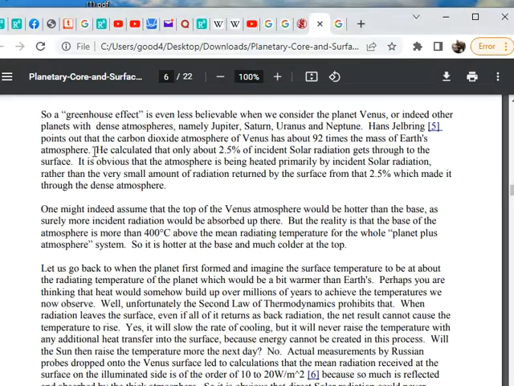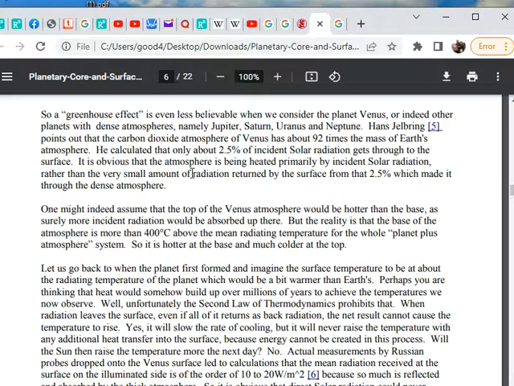Okay, and he's not calculating things in terms of a ratio. He calculated that 2.5% of incident solar radiation gets through to the surface. Okay, so 2.5% of incoming radiation compared to what amount of outgoing radiation? That's the key question. And the answer to that question is going to be about 100%.